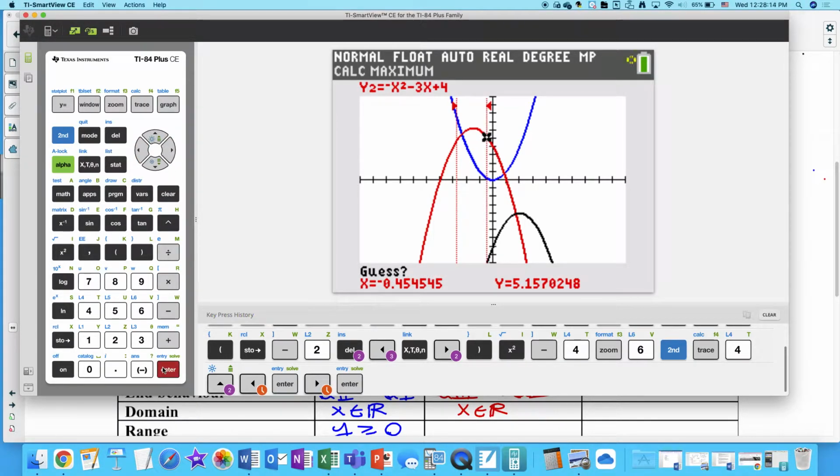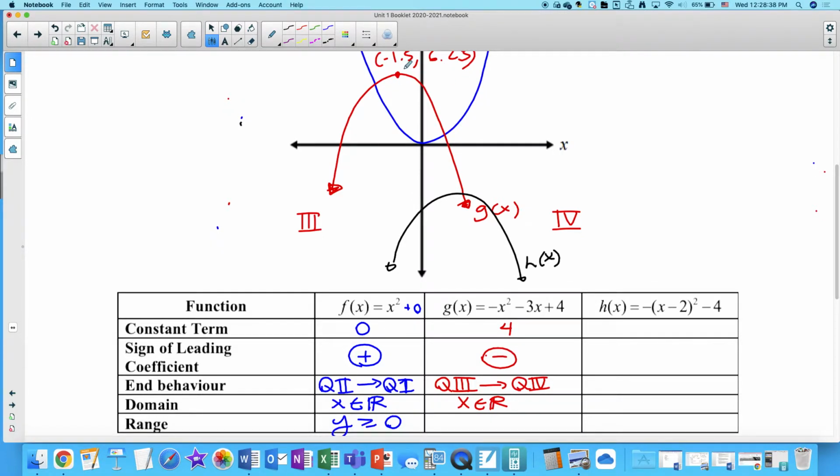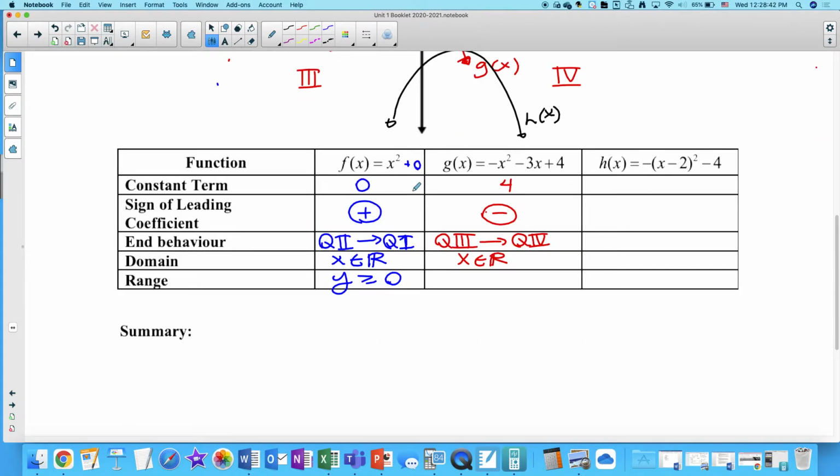And that point is basically negative 1.5, 6.25. Essentially what that means is that the highest y value is 6.25. And so my y values start at 6.25 and then go down. They get less than that. So y is going to be less than or equal to 6.25.